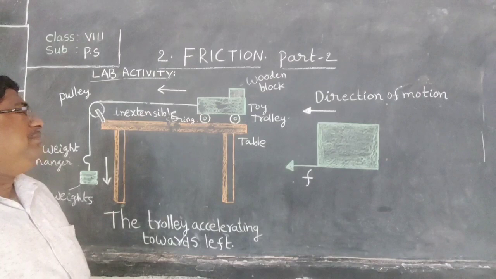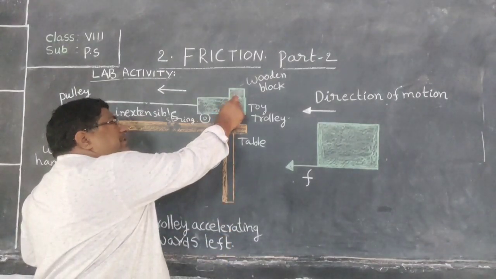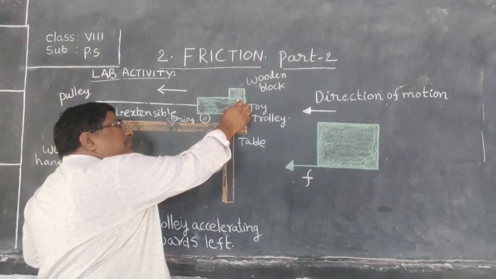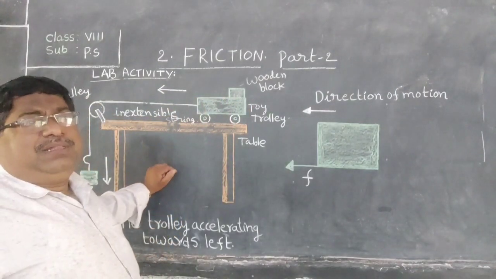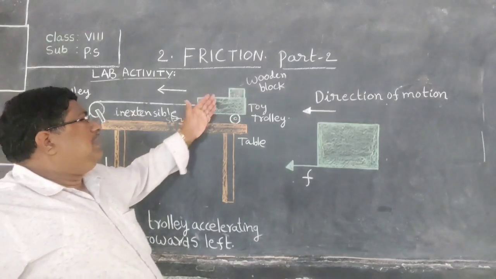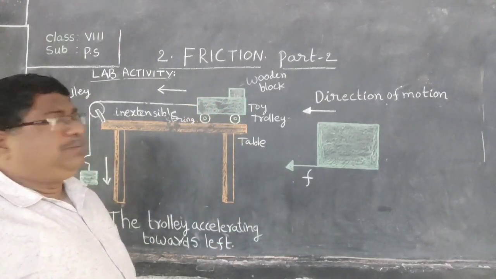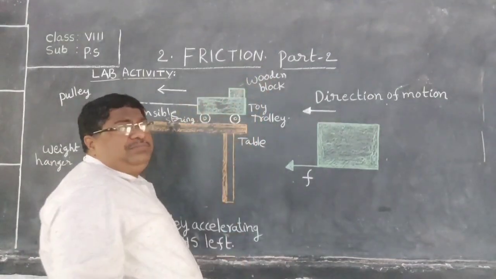Previously what happened? The block is at rest on the surface of the toy trolley only. Now whenever we increase the weights, what is happening? The block moves in the opposite direction. Previously it moved like this. Now it is not moving like that.